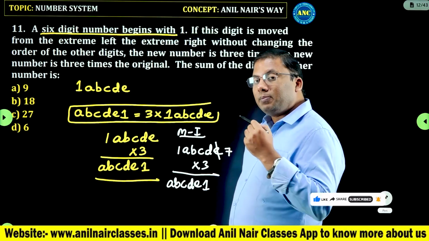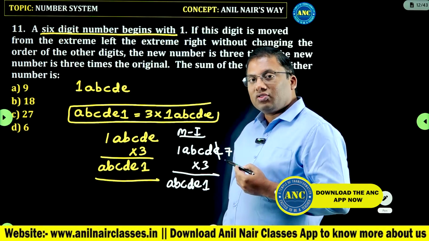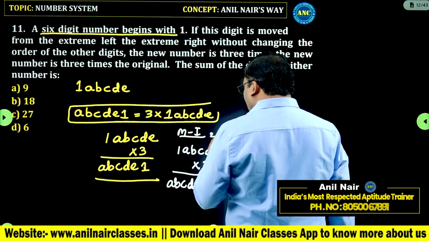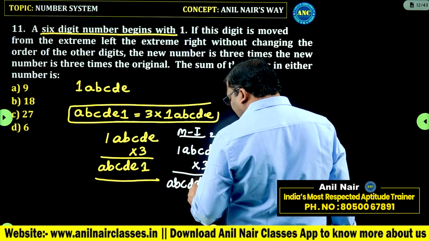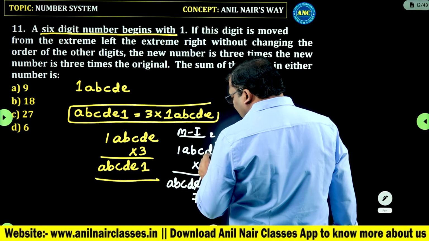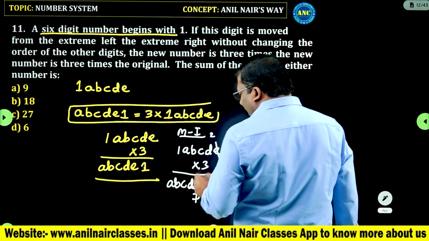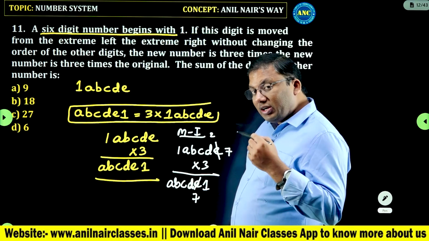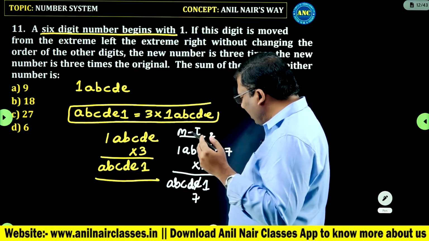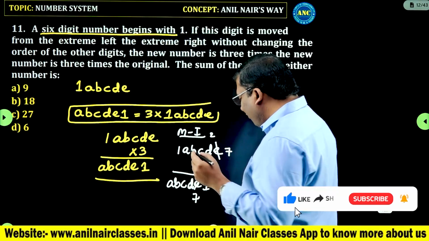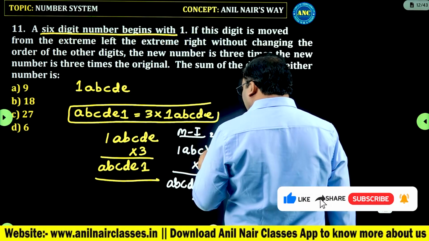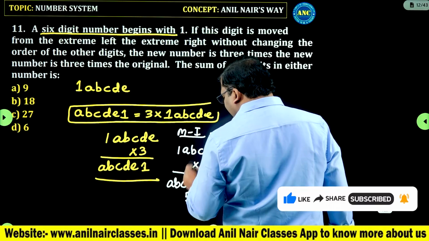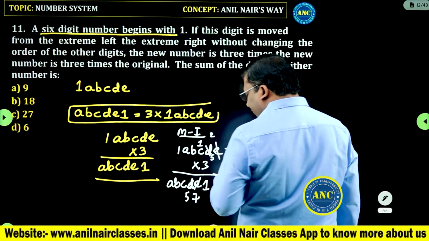3 multiplied by which digit will give me 1 at the end? 7 threes are 21, 1 and 2 carried. So E will become 7. Now 3 multiplied by D plus 2 should give 7. 3 ones are 3, plus 2 is 5; 3 twos are 6, plus 2 is 8; 3 fives are 15, plus 2 is 17. That means D will be 5, and 17 means 1 carried.